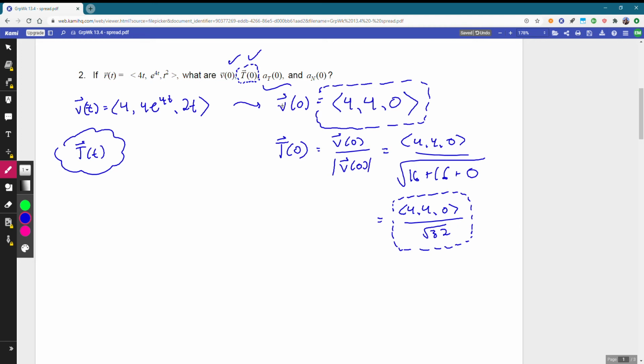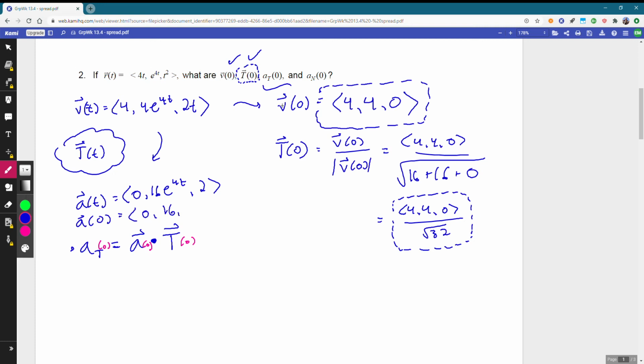All right, so that's 2 down here. AT, tangential component of acceleration. Right, that we can get by taking our acceleration vector and dot producting with our unit tangent. And again, we could figure these things out in general for general t if we wanted, but actually since we just care about these things at 0, we can just go ahead and do this for those specific vectors. And so I guess to start, we do need the acceleration vector. So a of t, taking the derivative of our velocity, it's going to be 0, looks like 16 e to the 4t, 2. And so our acceleration at time 0 is 0, 16, 2. So that'll be what goes right here in the acceleration. And our unit tangent at time 0, we already know that.